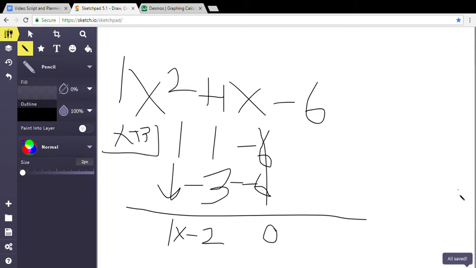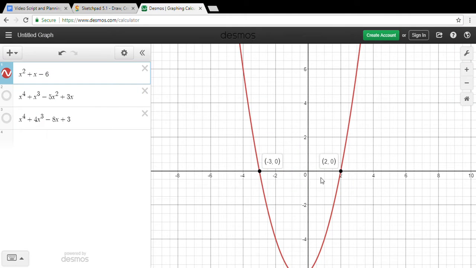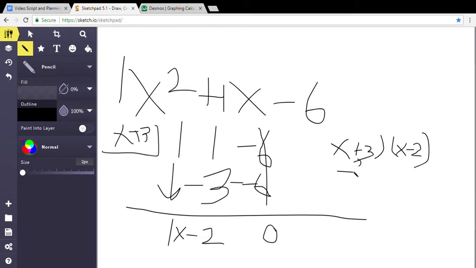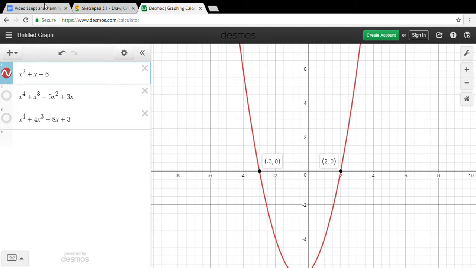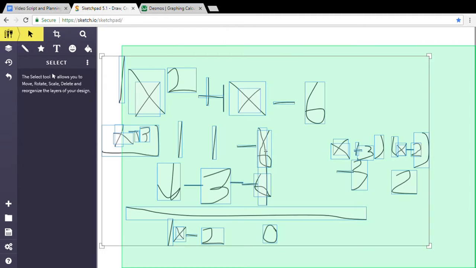So the factored form of this equation is x plus 3 times x minus 2, which you can see from the graph, your two zeros would be -3 and 2, as supported right here. Now, on to our second example.